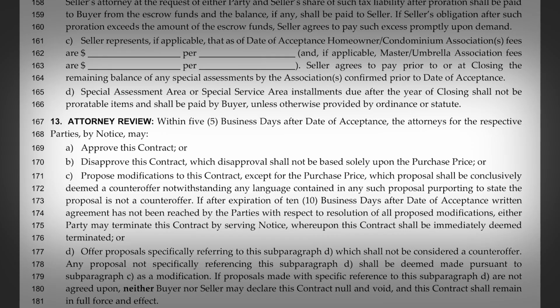Now, we get into the attorney review portion, which is paragraph 13, okay? There it says it's the same 5 business days. Nothing has really changed there. One thing that's somewhat different in there: if after expiration of the 10 business days after acceptance, the written agreement has not been reached by the parties with respect to resolution of all the proposed modifications, either party may terminate the contract. Okay, that's in there before, but just make sure you're aware of these types of lines.